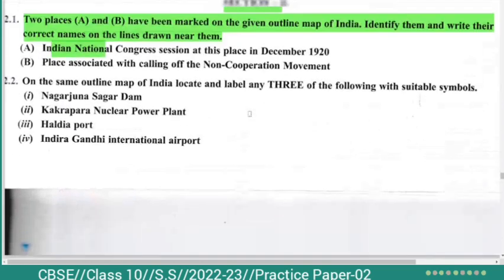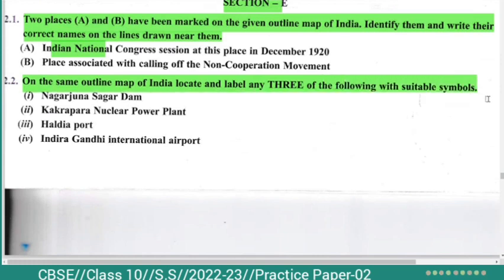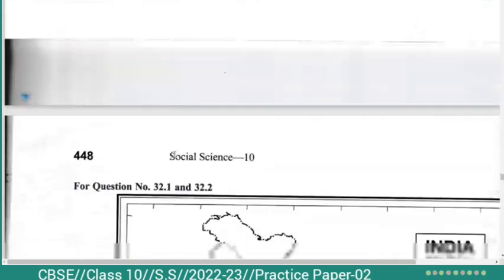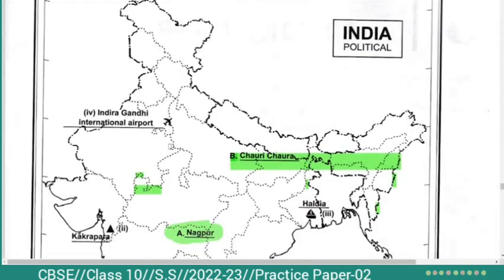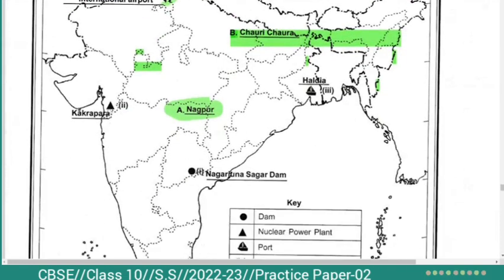Next question, 32.2. On the same outline map of India, locate and label any three of the following with suitable symbols: Nagarjuna Sagar Dam, Kakrapara Nuclear Power Plant, Haldia Port, Indira Gandhi International Airport. So, Indira Gandhi International Airport, it is here. Kakrapara, it is here, and Nagarjuna Sagar Dam is here, and this is Haldia Port.